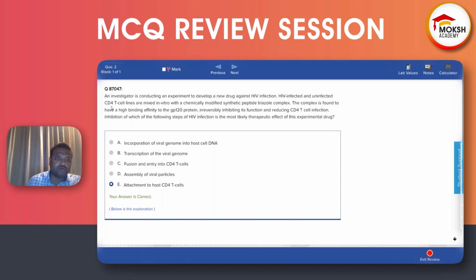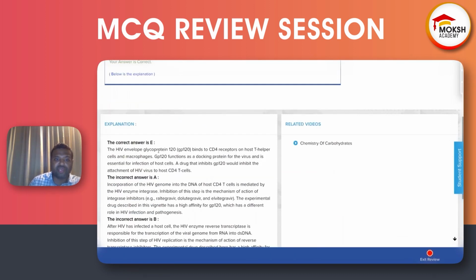Okay, so this question is also interesting. You have to understand that there is something called GP120 protein, the HIV enveloped glycoprotein, which binds to the CD4 receptor on the host T cell. They bind and enter cells and macrophages. GP120 functions as a docking protein for the virus and is essential for infection of the host cell. A drug that inhibits GP120 would inhibit the attachment of the HIV virus to the host cell.